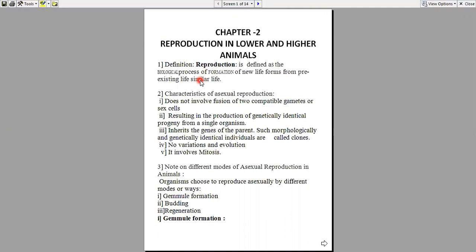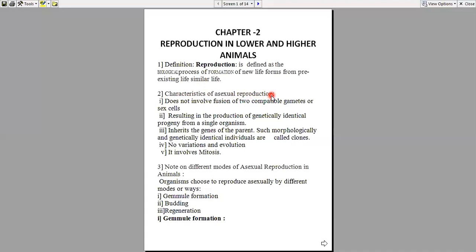Characteristics of asexual reproduction. Now, why do we directly start with asexual reproduction? So listen, when we say reproduction, reproduction exists in two different forms in animals. One is asexual reproduction and other is sexual reproduction. To start with, our second question is to give characteristics of asexual reproduction.